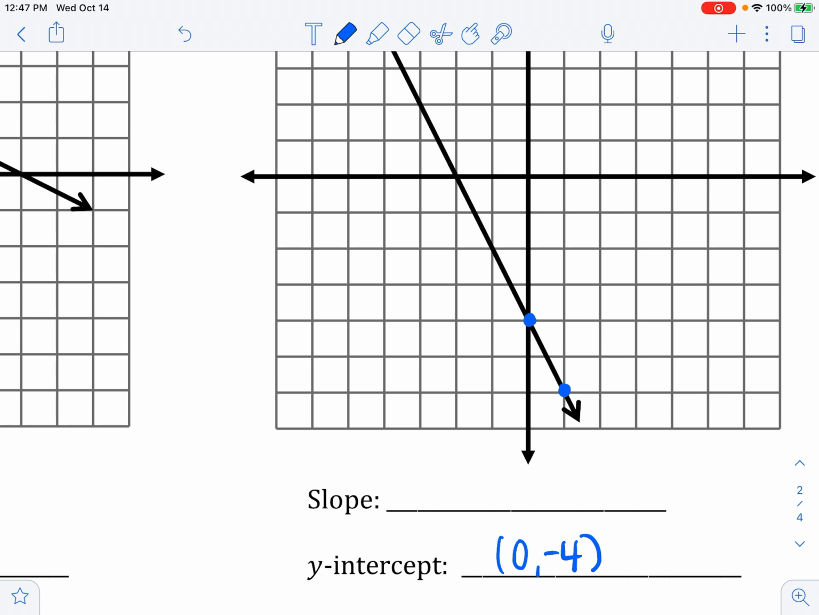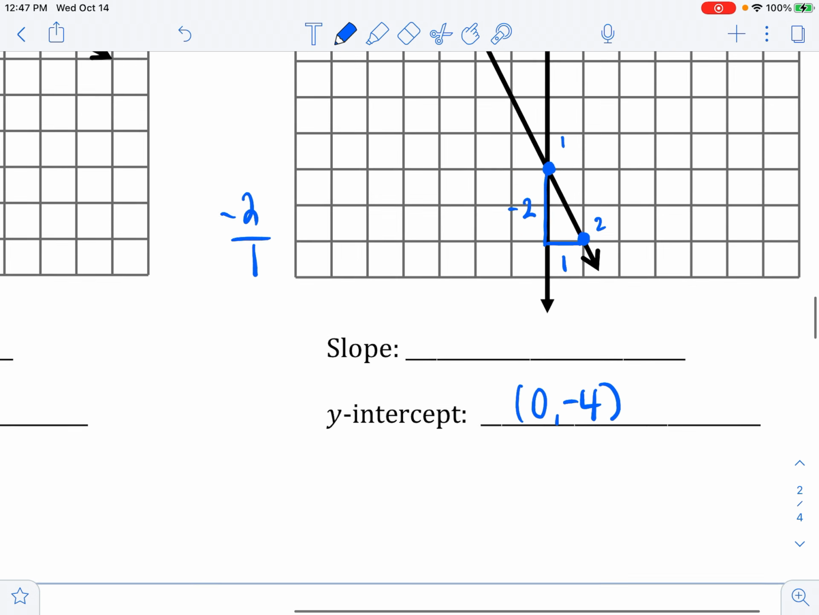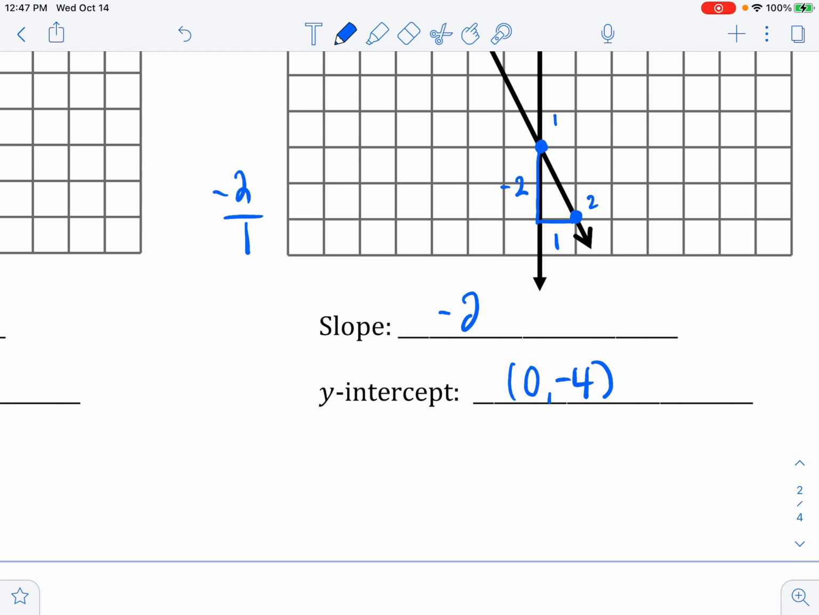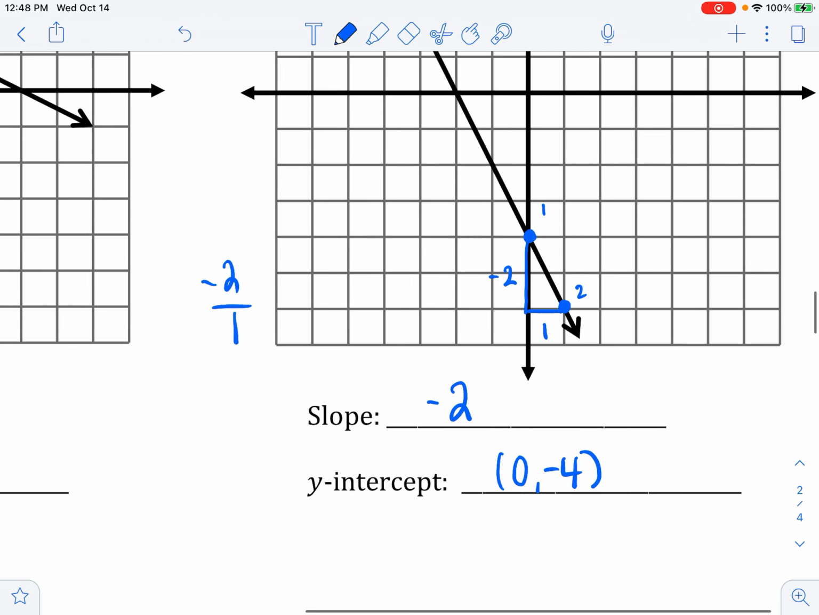Okay. All right, so I'm going to start here, point number 1, and I have to say rise. This time I'm rising down 2. So it sounds like I don't know what I'm talking about when I say rising down 2, but down 2. Then I'm going to go right 1, so that's +1. So I have -2 over 1. Remember, never leave divided by 1, because we know how to divide by 1. So the slope is -2.